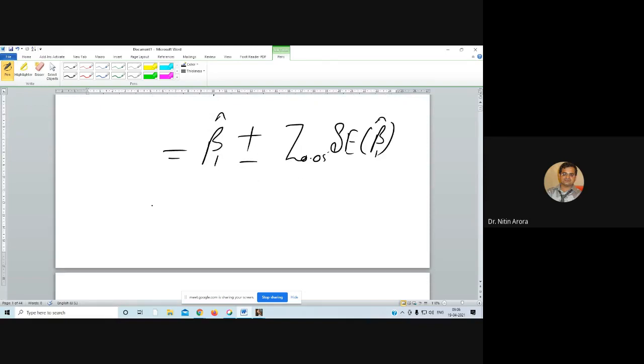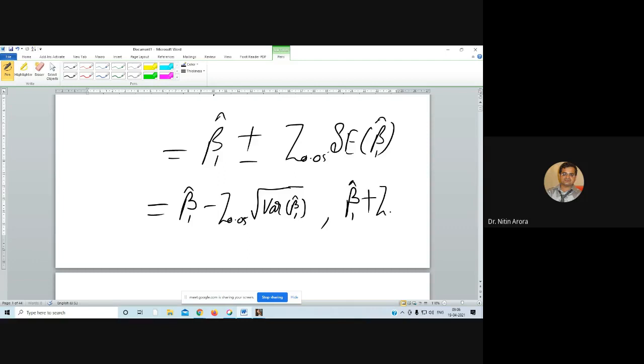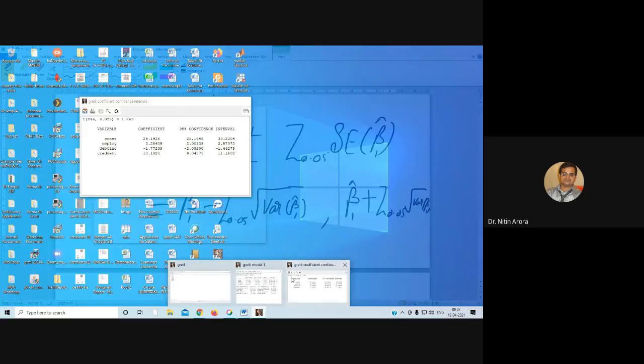So I can write that there will be one value, beta 1 cap minus z 0.05 into the standard error of beta 1 cap. I can write it as the square root of the variance of beta 1 cap, because standard error is nothing but the square root of variance. And second, the upper value of the interval, I can write as beta 1 cap plus z 0.05 into the square root of the variance of beta 1 cap. So this is the interval that has been constructed by Gretl.